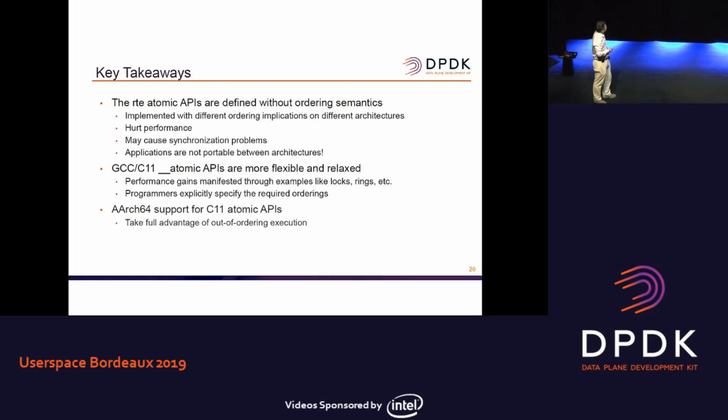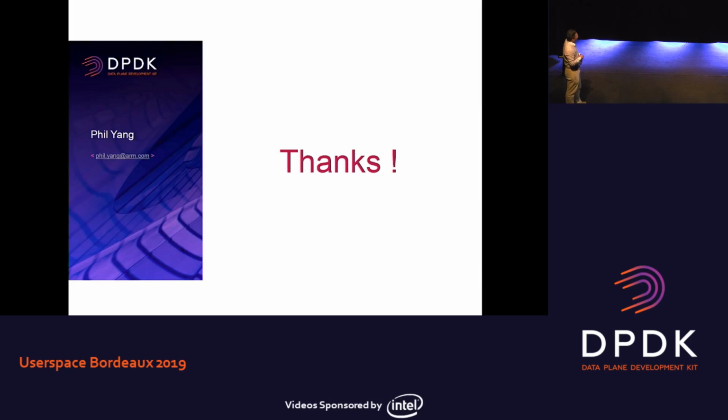So what are the key takeaways? First, I talked about the current RT atomic APIs and what the problems are. Second, I recommended the C11 atomic APIs, which are more flexible and more relaxed, offering more opportunity for performance tuning. And in the third part, I talked about how new ARM64 instructions better support C11 atomic APIs to be more helpful for performance. That's it. Thanks.